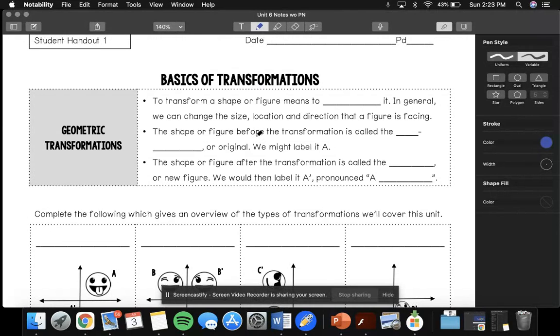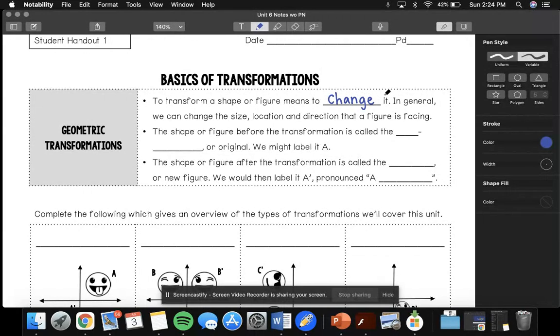Okay, so when I think of transformations, I kind of think of that movie Transformers. So basically whenever they go from cars to robots and stuff like that. So we're basically just changing things. Transformations means to change something. So in math, we can do transformations with shapes and figures. And to transform a shape, that just means to change it.